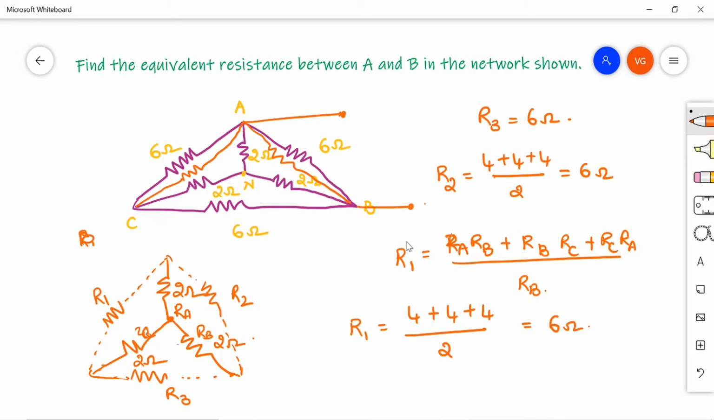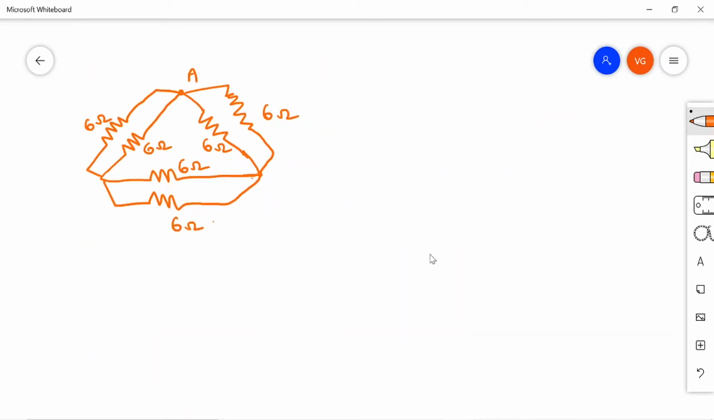So the equivalent delta for the star, now I am drawing in this color, changing the color to orange. So that will be here, with 6 ohm, 6 ohm, 6 ohm. Instead of this star, you can draw this delta. So replacing the internal star by delta, I will get the circuit like this. This is A, B, C you can take.